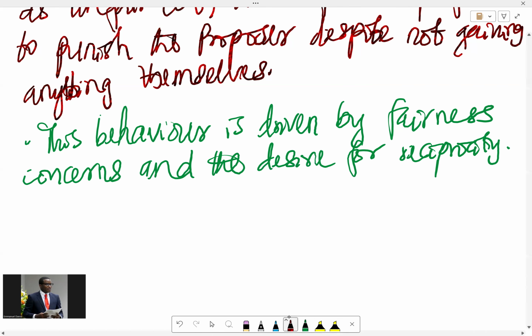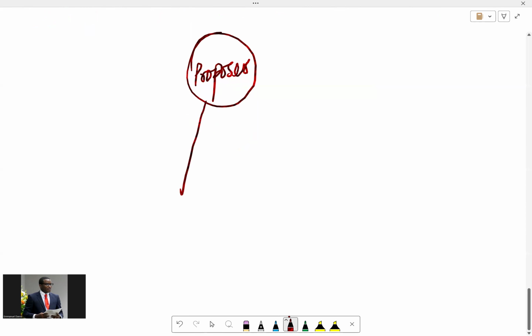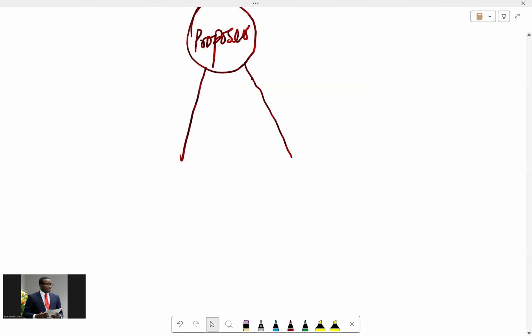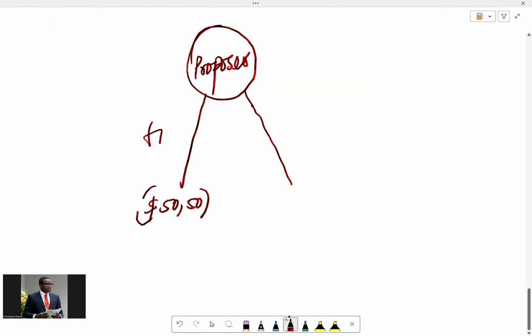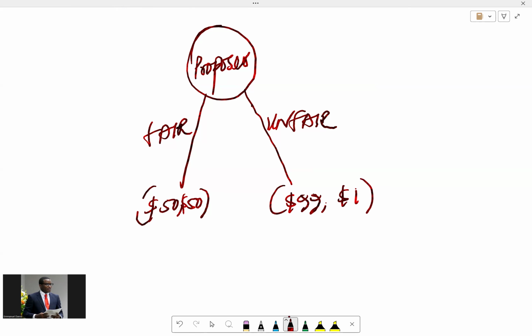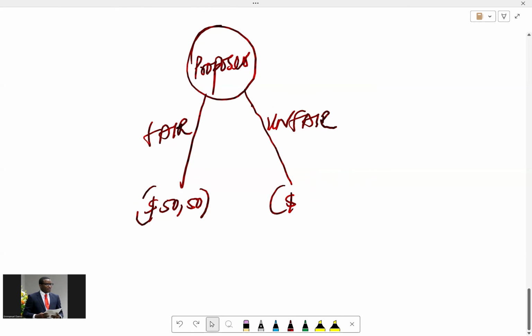Now, let me do game three to show what this is about. Normally, you have the proposer offering two options. The proposer can choose to be fair and do 50-50. So this is fair. But most likely the proposer will choose to be unfair, so the proposer gets 99 and the responder gets one.